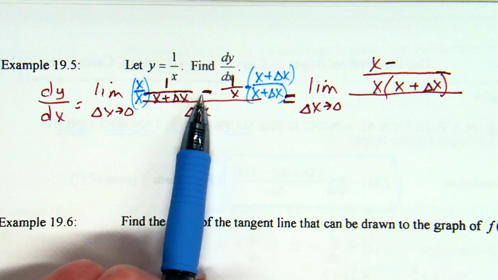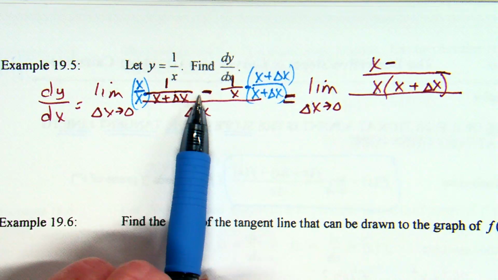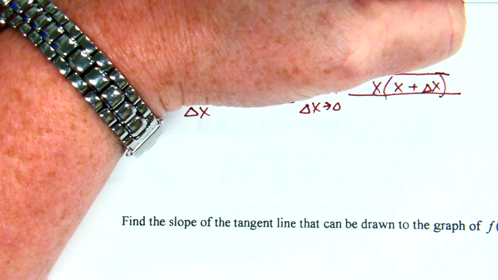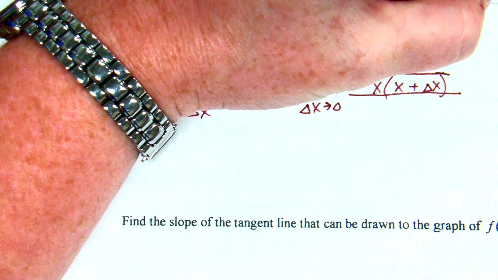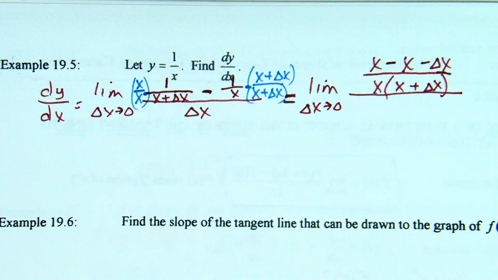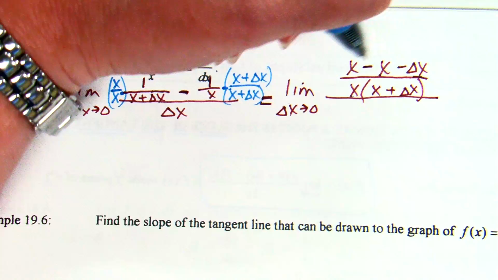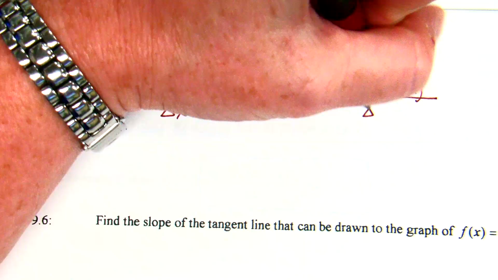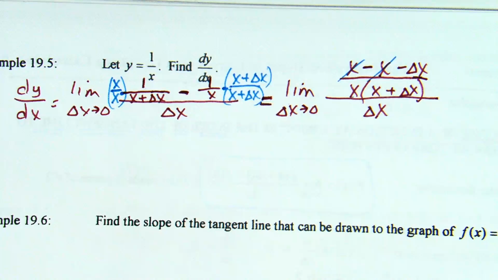Now, what are we doing though? We are subtracting the quantity x plus delta x. So that means I am subtracting x, and I'm going to end up subtracting delta x. Is that okay that I went ahead and did that? Clean up. What happens? X minus x cancels. Oops, what did I forget to put on the very bottom? I forgot my delta x. I just didn't write it in.